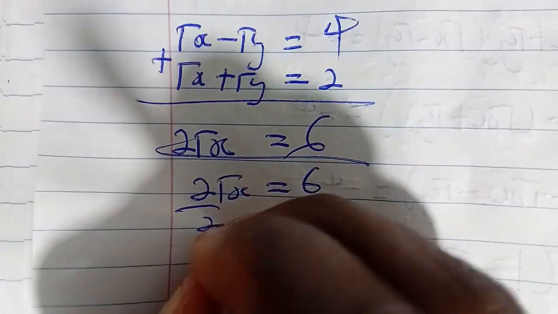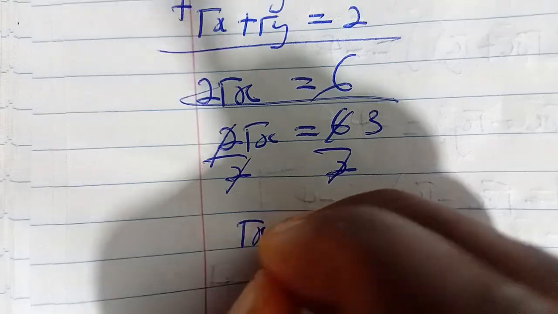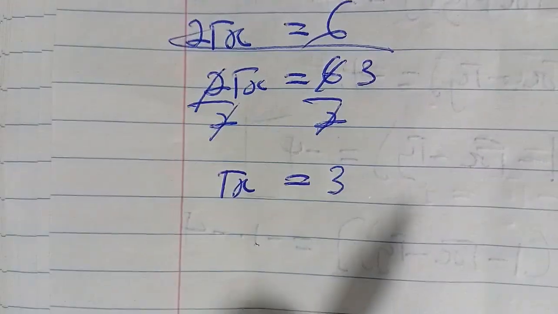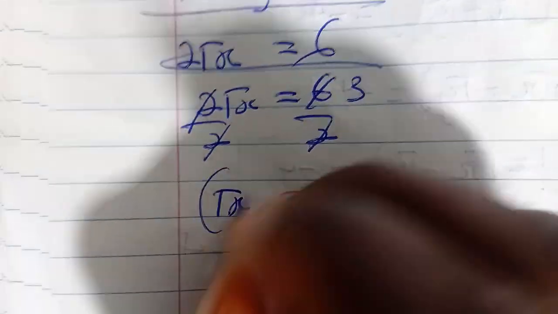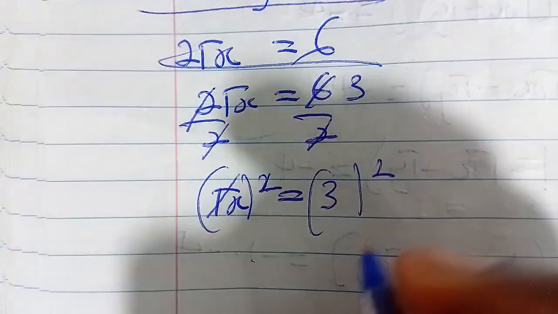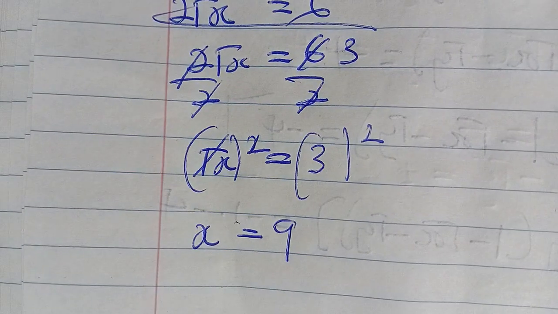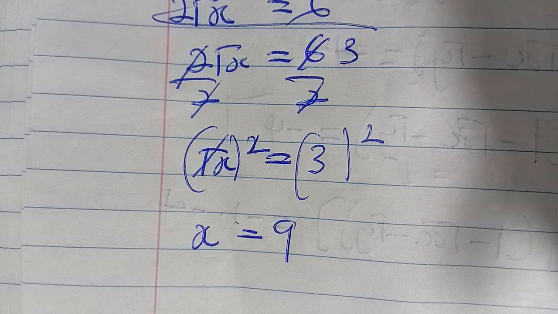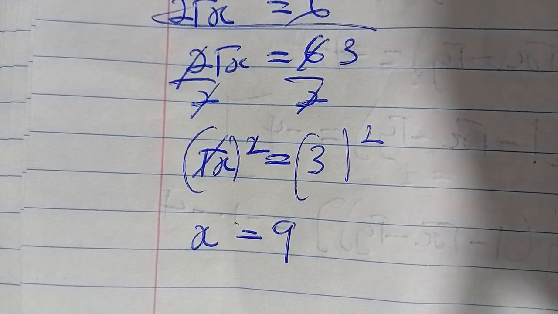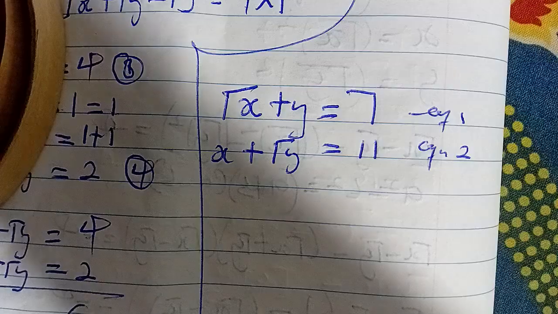Divide here by 2, divide here by 2. So 2 goes into 6 three times, so you have the square root of x is equal to 3. Now we are looking for x, so we square this side and we square this side. The square cancels the root, so you have x is equal to 9. Now that we know the value of x is 9, let's put it into equation 1. Let's see equation 1.